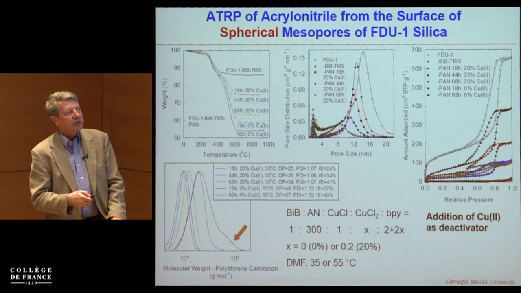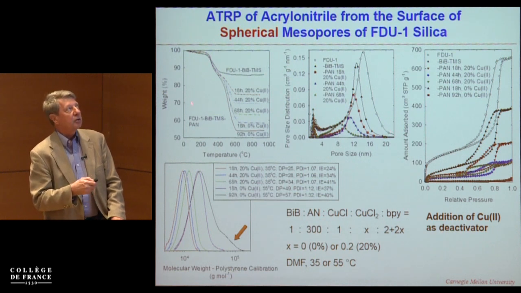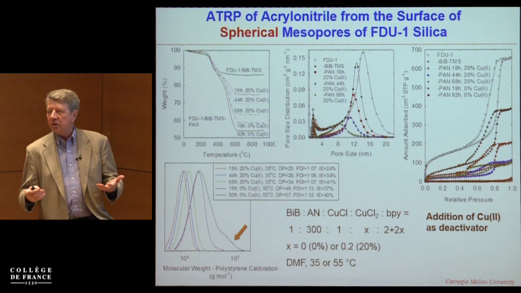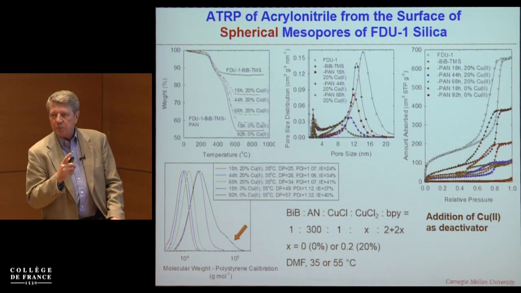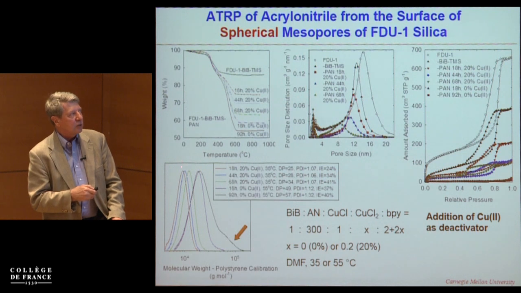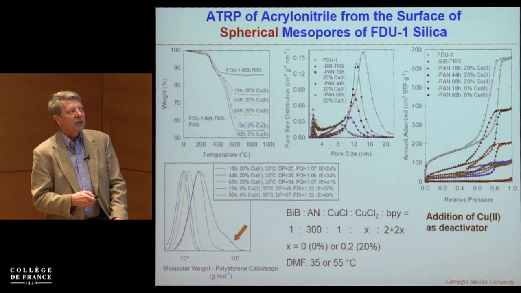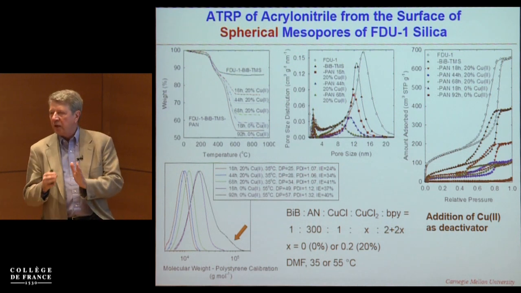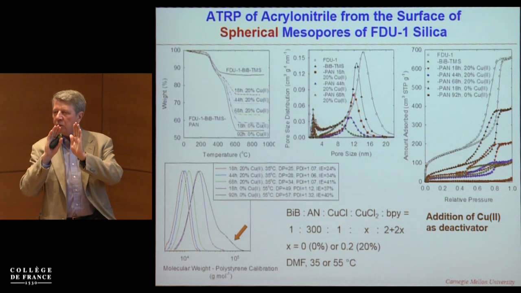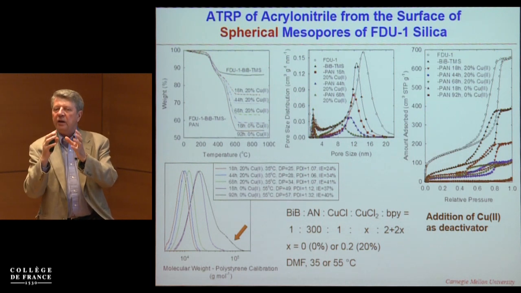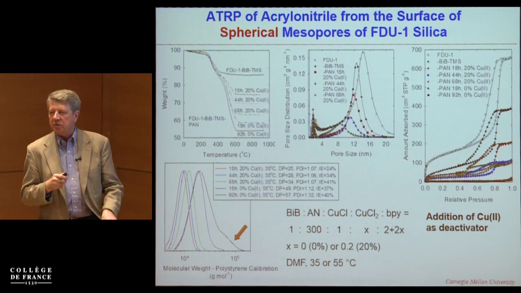So you can follow pore size, which becomes progressively smaller and smaller. You can look at the total amount of polymer by TGA. And if you look at GPC, it's very interesting because you have an extremely narrow molecular weight distribution. These values are in a range of 1.07, 1.06, 1.12. So all of these chains grow concurrently in this confined space with very high precision.